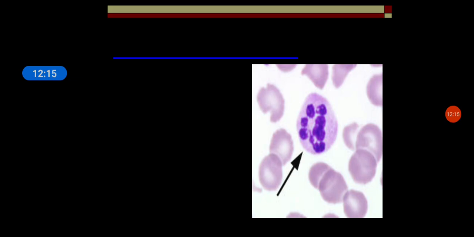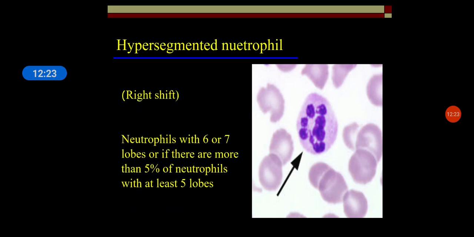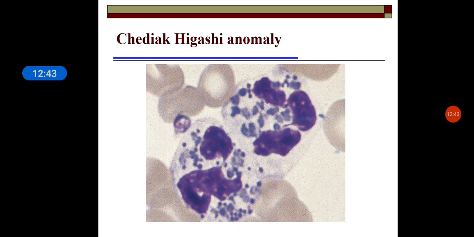Okay, can you appreciate this? Can you see the lobes there? This is a neutrophil with hypersegmentation. What is the normal number of segments? It is between 2 to 5. So when you get beyond that, they are called hypersegmented neutrophils. This is a right shift. Here you can see that the neutrophil lobes are 6 to 7 lobes. Then these are called Chediak-Higashi anomaly.